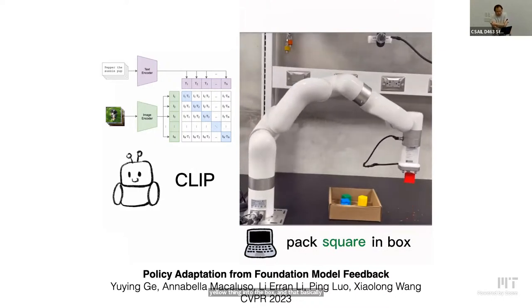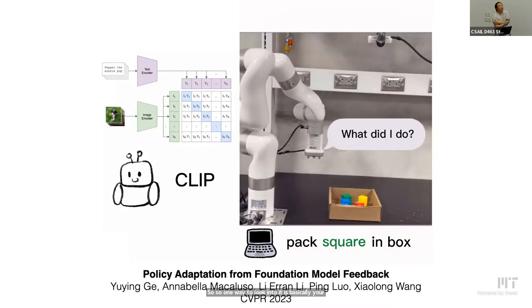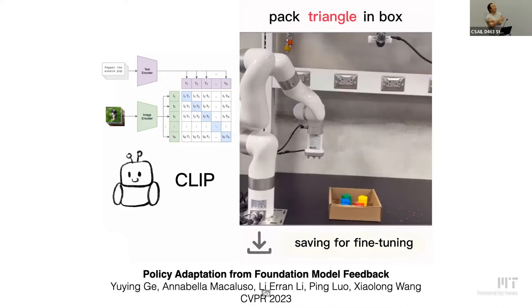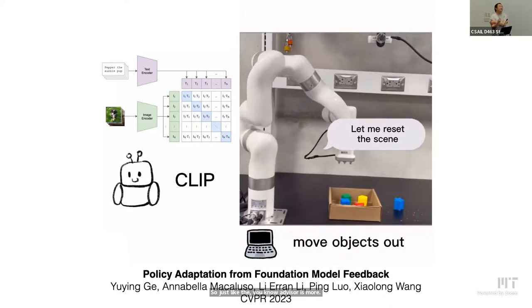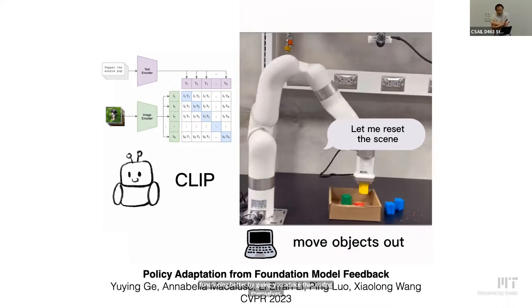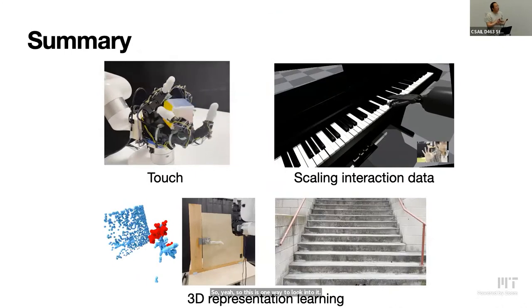So one way to look at it is that your foundation model is not necessarily always a generator, but it can be a discriminator. It's just like your advisor, who functions better by giving you advice than by coding themselves. So this is one way to look at it. Yeah, in general, that's all I have today.